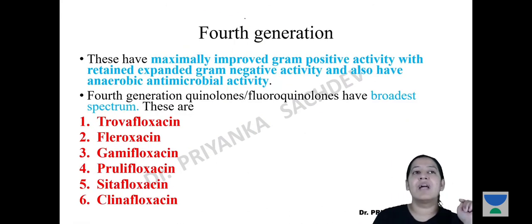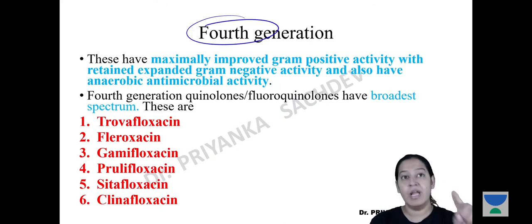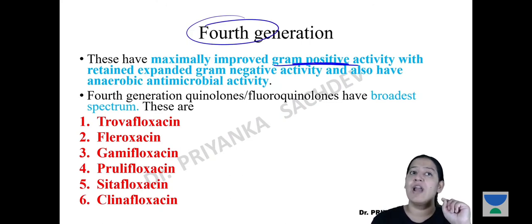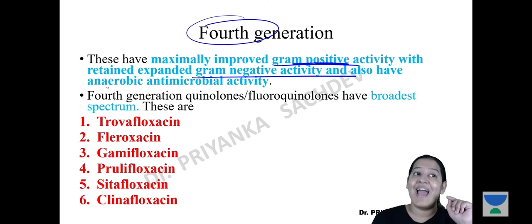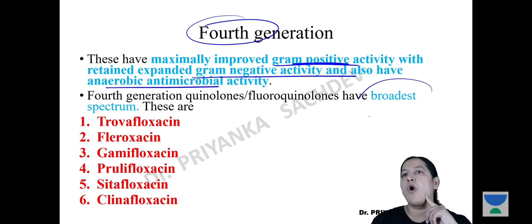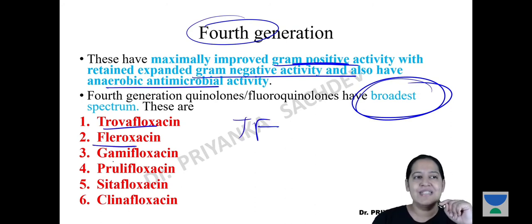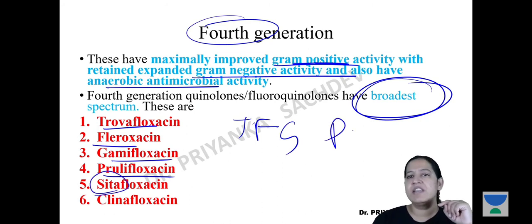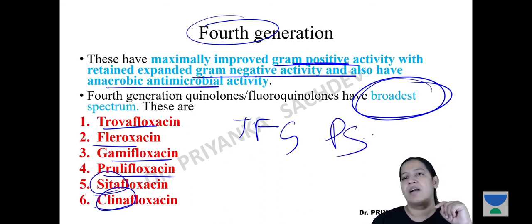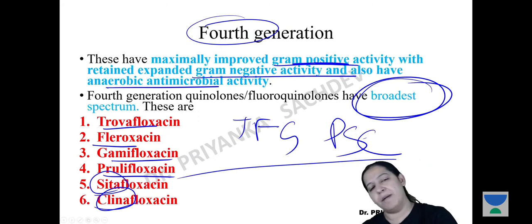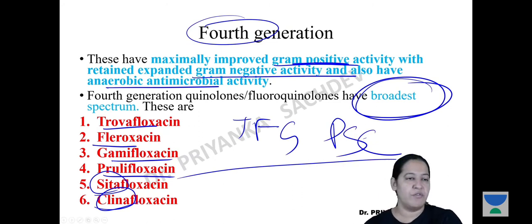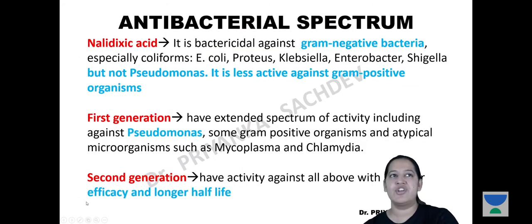Coming to the fourth and last generation. It has improved gram-positive activity along with gram-negative, and anaerobic activity also. So it has the broadest spectrum. The best ones are the fourth generation. So it is Trovaflox, Pleflox, Gemiflox, Prulifloxacin, Sitaflox, and Clinafloxacin. I know the names are difficult, but read again. 1, 2, 3, 4, 5, 6. Read again. You will come to know which drug comes in which generation.